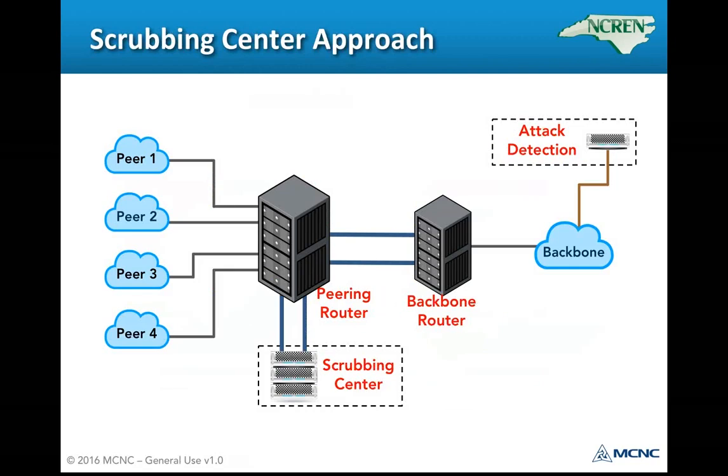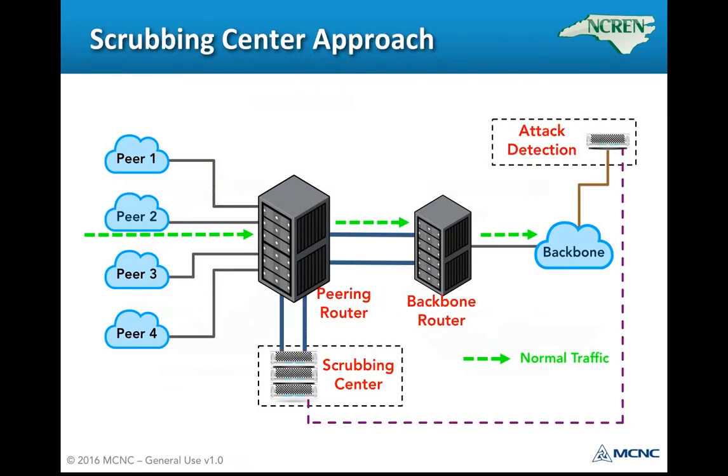Normal traffic comes in from one of these connections that we peer with, comes into the peering router, flows through to the backbone router, and then goes into the backbone of the network, and then on down to the customer inside of our network. When we detect attack traffic, we have the attack detection there that is doing NetFlow sampling of flows happening on the backbone, and this tool is analyzing the NetFlow data, looking for signs of DDoS attacks. When an attack is detected, there's a signal over to the scrubbing center that lets it know, hey, there's an attack going on.